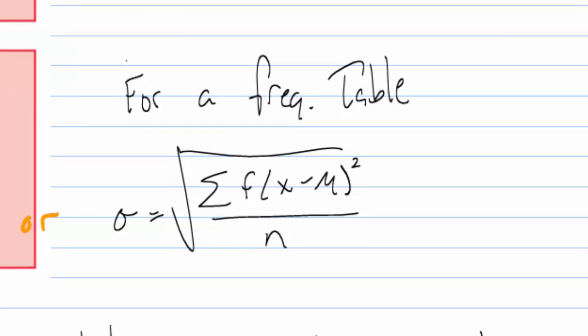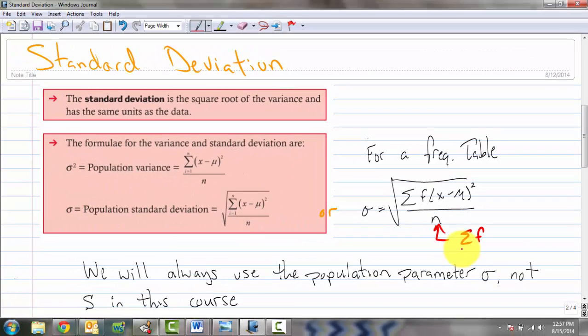For a frequency table, standard deviation is found similarly, but we're going to be multiplying the differences by the frequency, because each difference gets used like 5 times or 8 times or twice. And then we divide by n, or another way that we give this is the sum of the frequencies. The sum of all the frequencies is n. It's the number of objects in our data set.